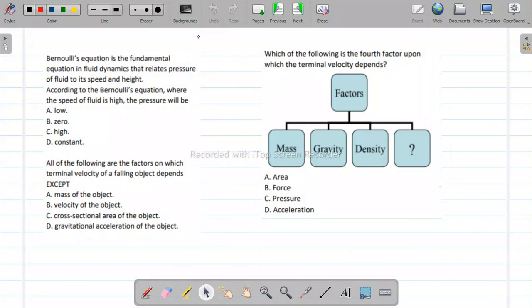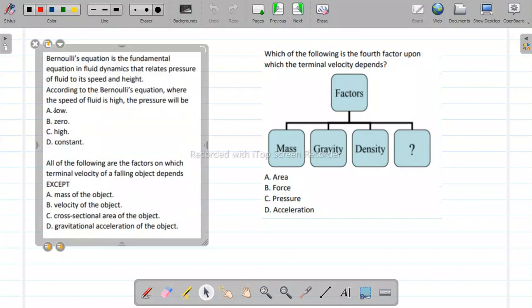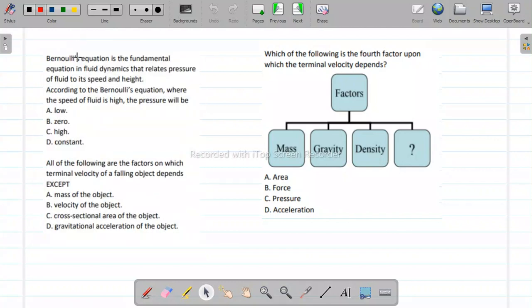Bernoulli's equation is the fundamental equation in fluid dynamics that relates pressure of fluid to its speed and height. According to Bernoulli's equation, where the speed of fluid is high, the pressure will be low. It has already been established, right? Because the sum of all of these must remain constant.